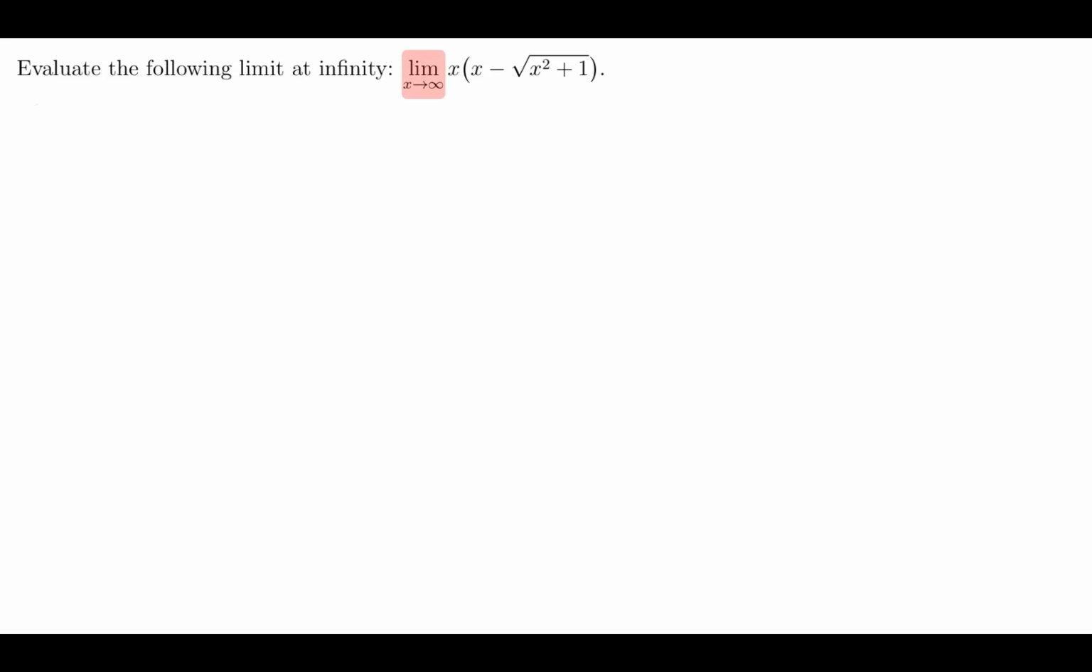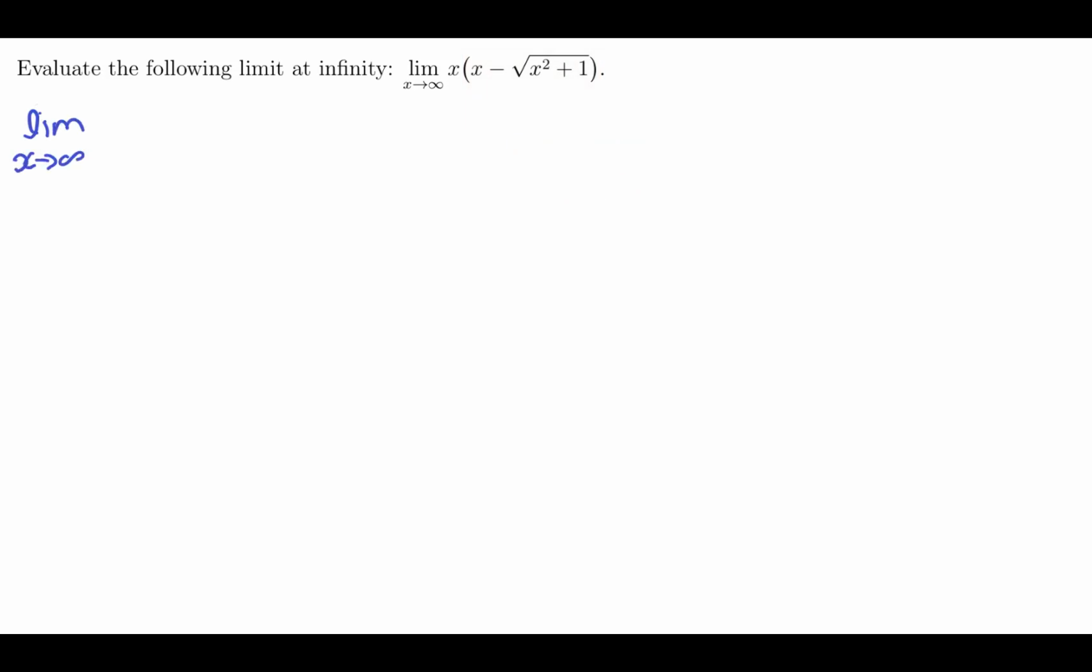We're asked to evaluate the limit as x tends to positive infinity of x times (x minus the square root of x squared plus 1). Now, as x tends to infinity, the expression in the brackets tends to infinity minus infinity, which is an indeterminate form, and so we need to simplify.